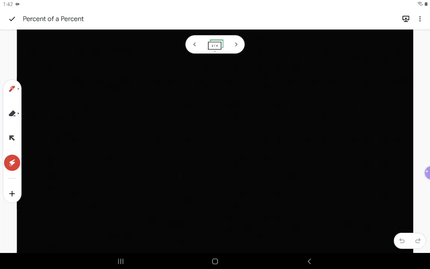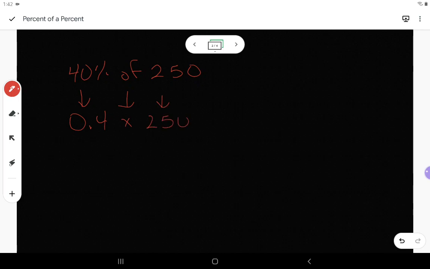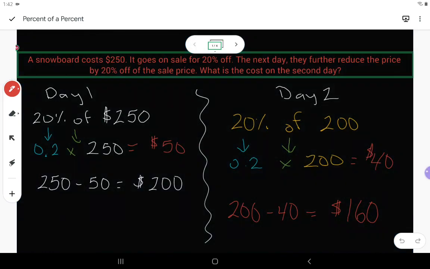So here's what it would look like. If I had started off and I found 40% of 250, thinking I could simply combine them together, this would give me 0.4 times 250, and this would be $100. But that's not how much money we took off, right? That would mean my new cost for the snowboard would be $150. But that's not what we got. We got that the cost of the snowboard was going to be $160. So it is not a 40% discount because I'm not allowed to add these two things together.